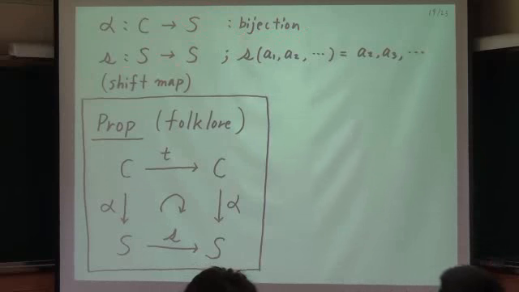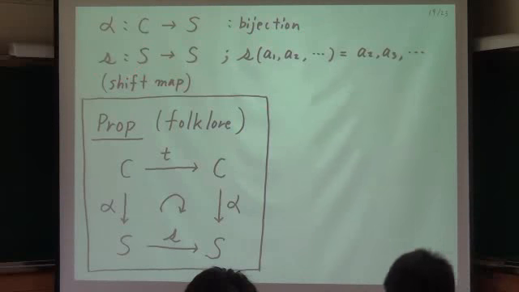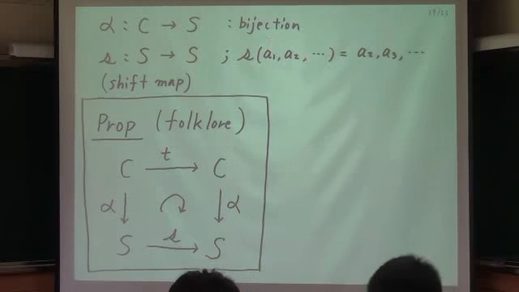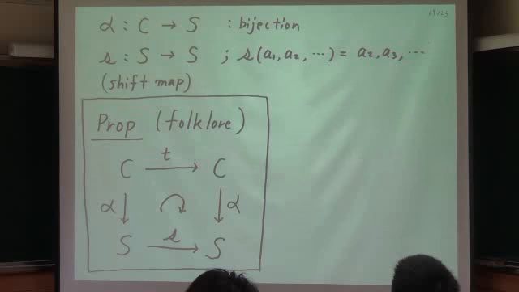So then let S be a shift map, meaning an element of S is an infinite sequence of 0 and 1, and we just delete the first one and shift, so A2 becomes the first and A3 the next, like this. So this is called the shift map.